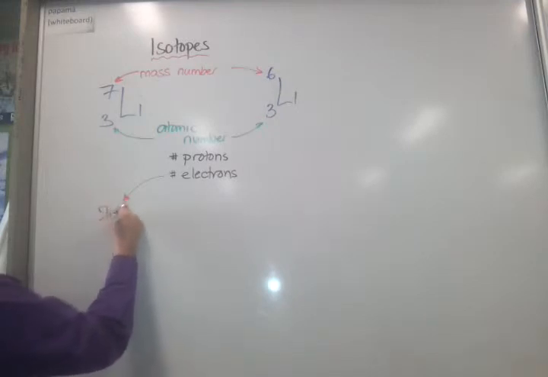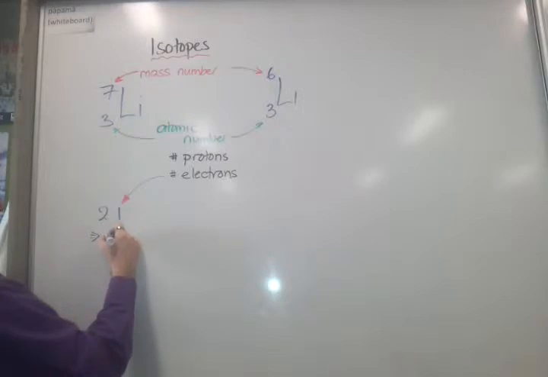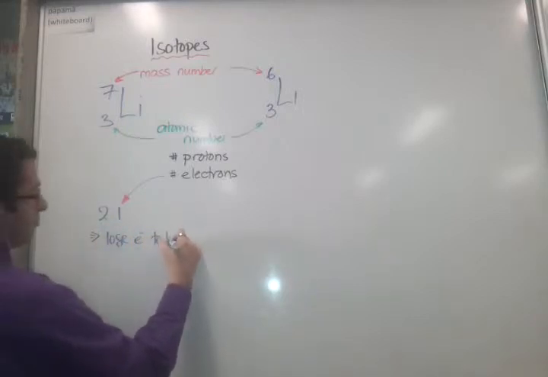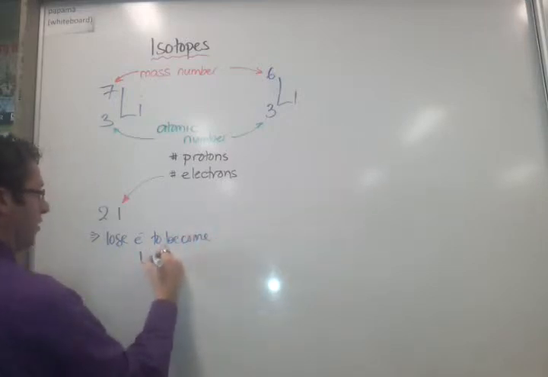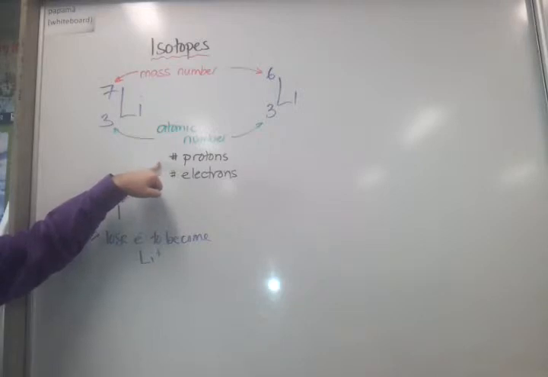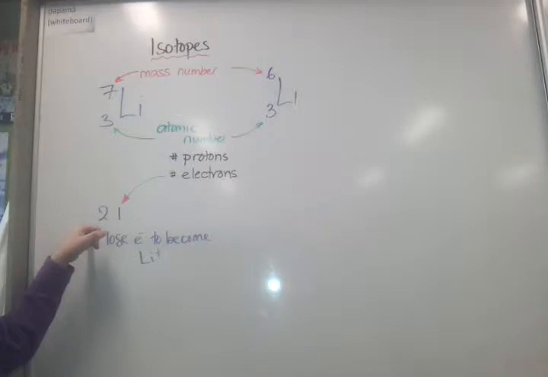So 2, 1 is their electron configuration. Therefore, they lose an electron to become lithium plus ions, and so they have the same chemical reactions. Alright, so they have the same chemical reactions because the atomic number is the same. We have to explicitly say which means they have the same number of protons, which means they have the same number of electrons, which means they have the same electron configuration. And that's why they have the same chemical reactivity.